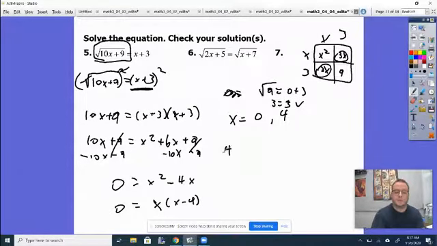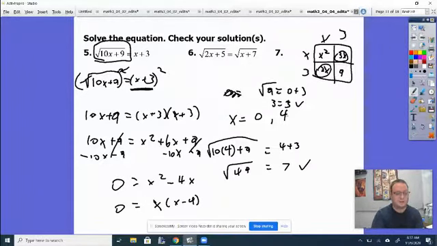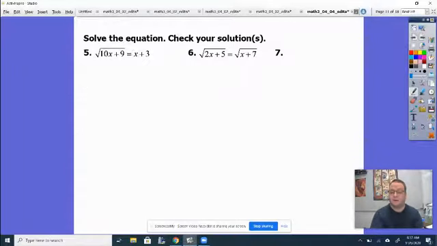Okay. For the other one, 10 times 4 plus 9, which is going to be square root of 49, is equal to 4 plus 3, which would be 7, and that is also a true statement. So both of these worked out nicely for me. So I have 2 answers here. Again, just double check on that. And that typically happens again when you have one side that doesn't have a radical. Okay, now I know this one looks worse, but it's actually the easiest problems to do, and I'll show you why.